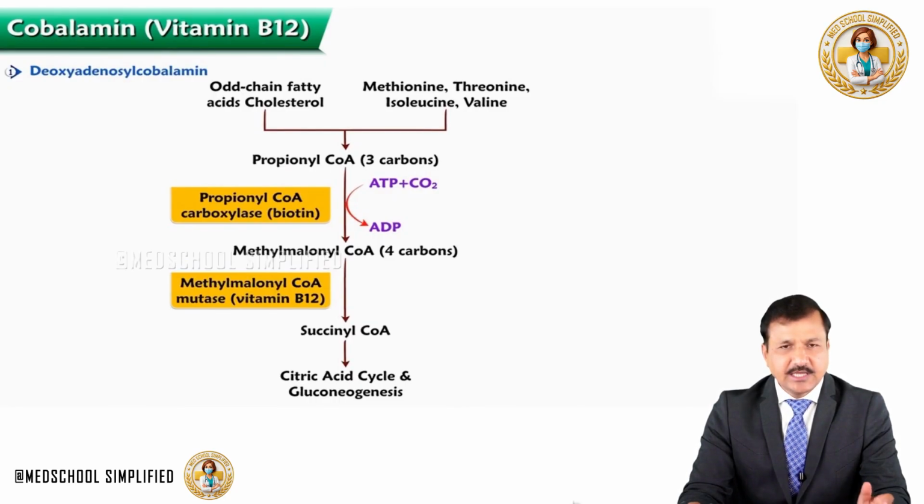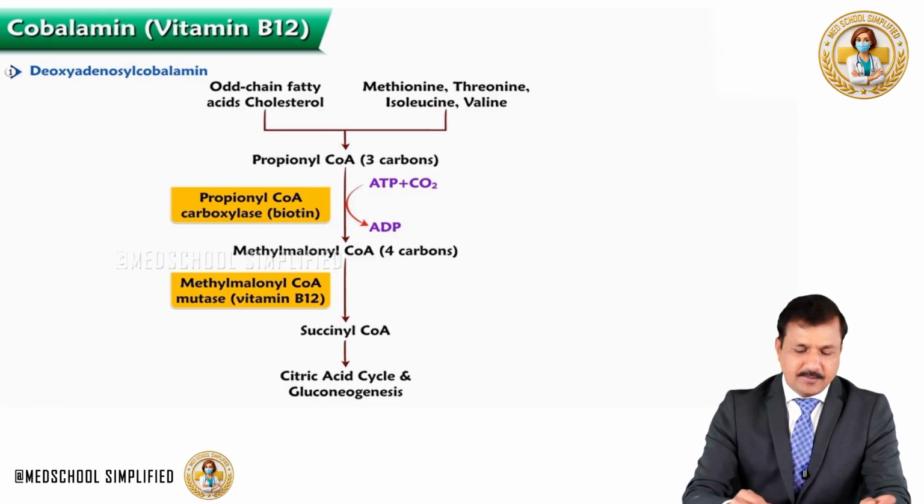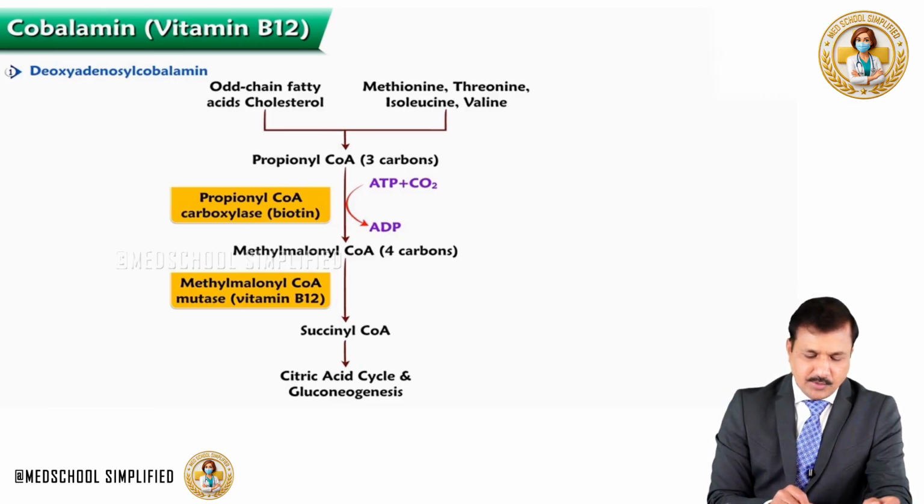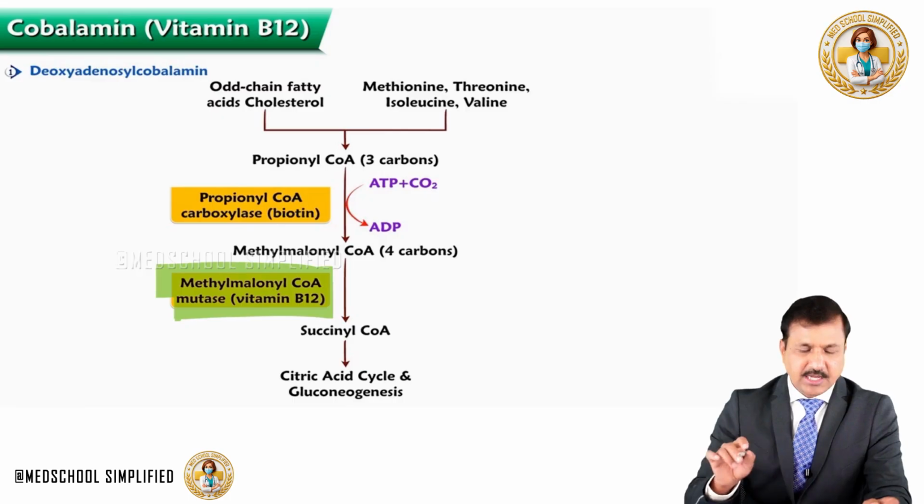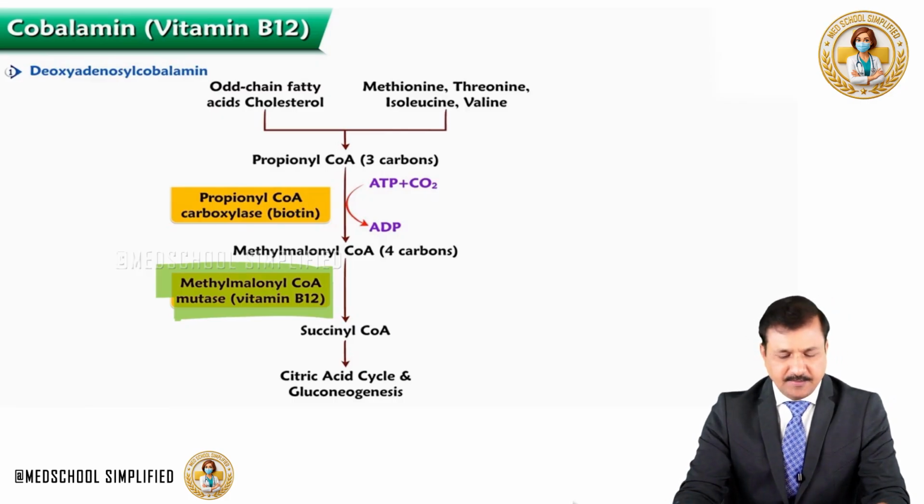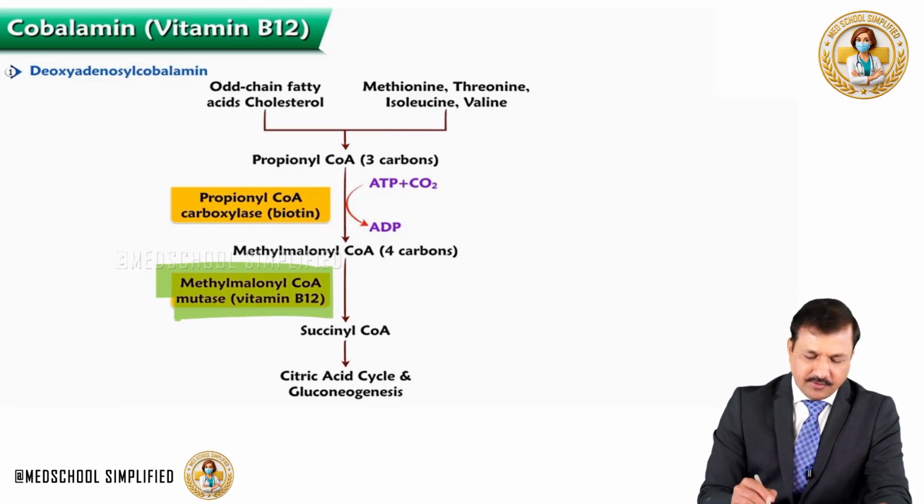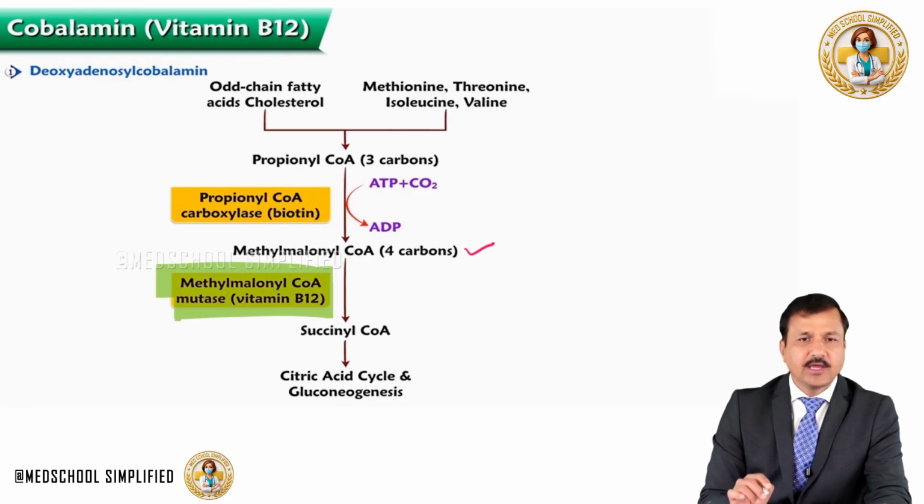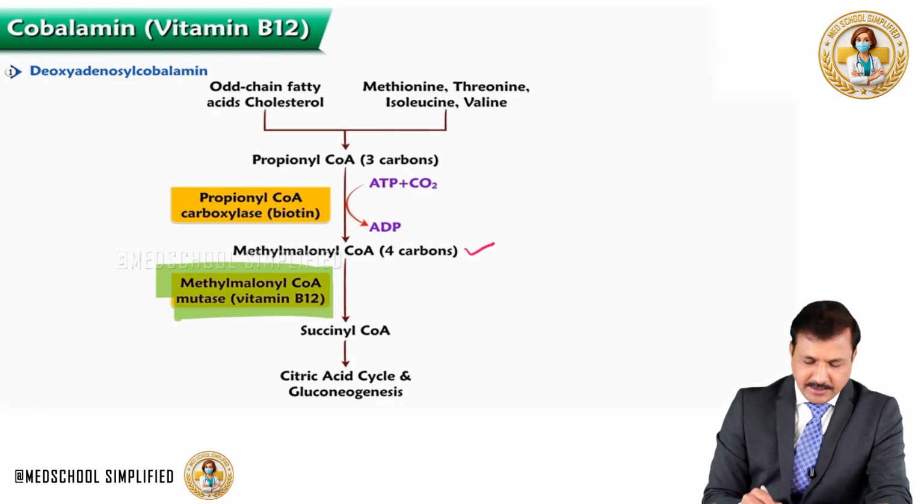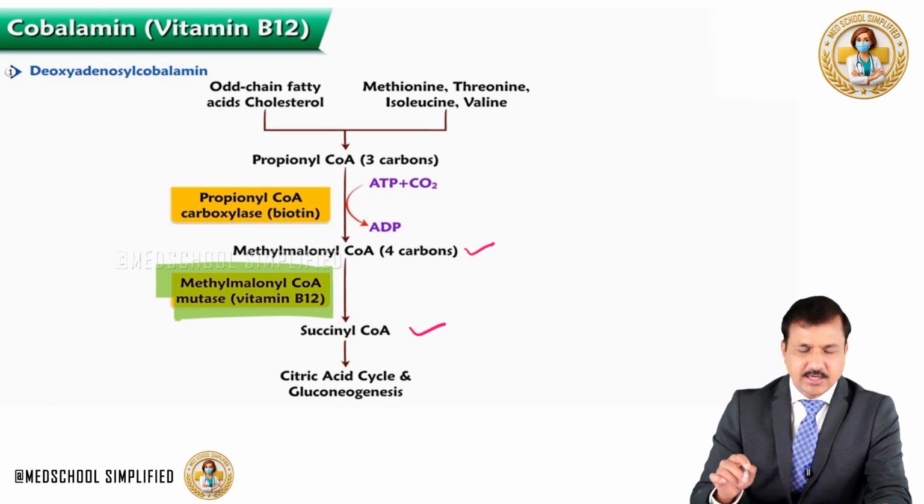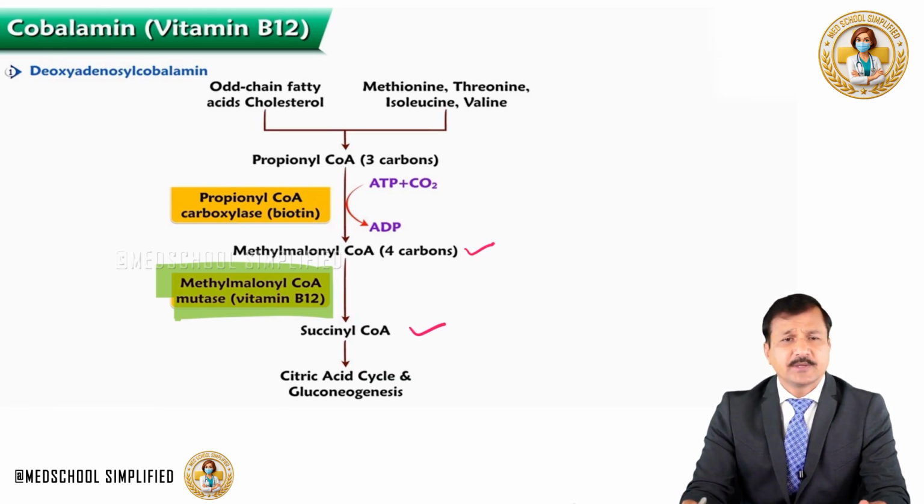deoxyadenosylcobalamin. This deoxyadenosylcobalamin is the coenzyme for an enzyme called methylmalonyl-CoA mutase. And this methylmalonyl-CoA mutase enzyme is involved in the conversion of methylmalonyl-CoA, which is a 4-carbon molecule, into succinyl-CoA. And this is what methylmalonyl-CoA mutase does.